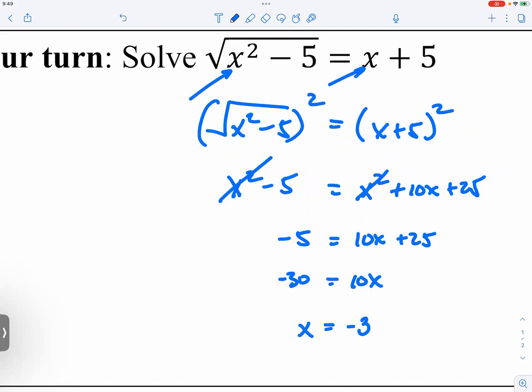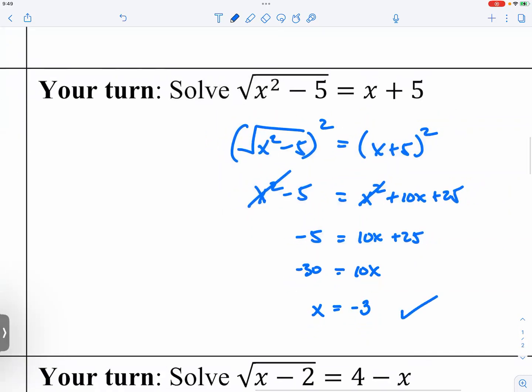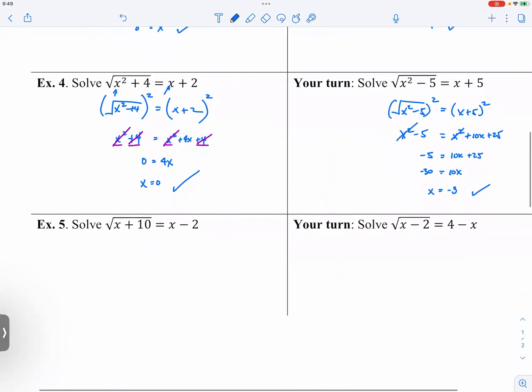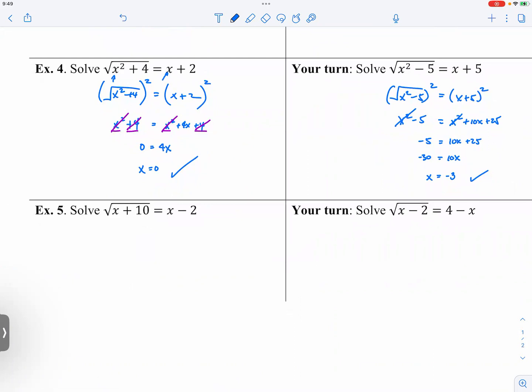And you'll find out that you have 9 minus 5, which is 4. Square root of 4 is 2. And then on the right, you have minus 3 plus 5, and that would also be 2. Okay, so if you put negative 3 back into the x, you have a true statement. So that's good. Okay, so just a little bit more challenging because you have to do the FOIL thing. Make sure that you expand it properly. Okay, if you don't, make sure you do it well.